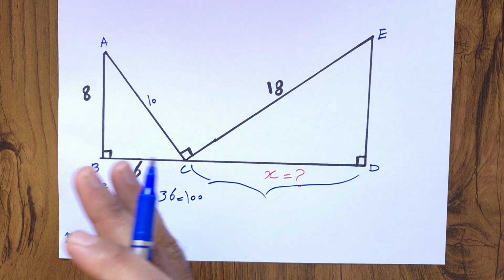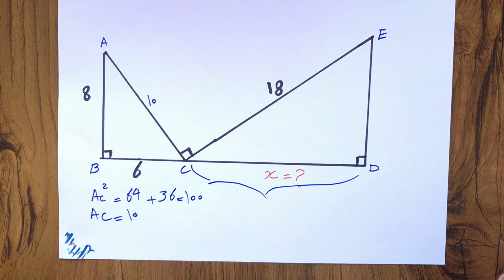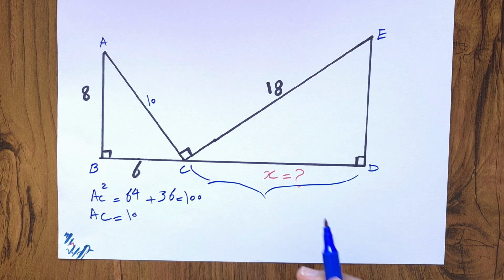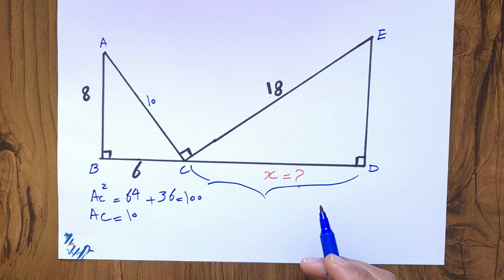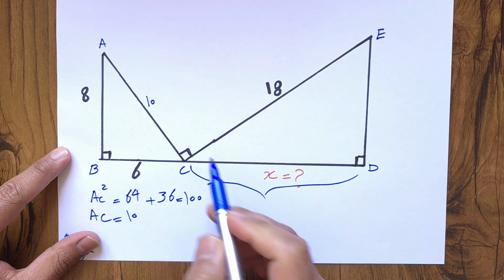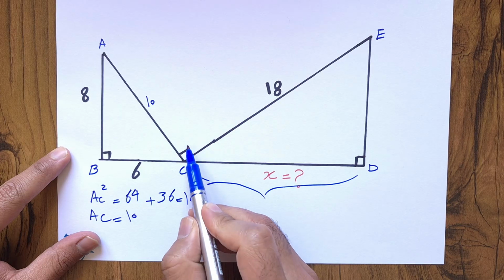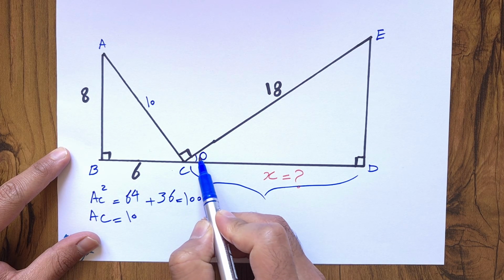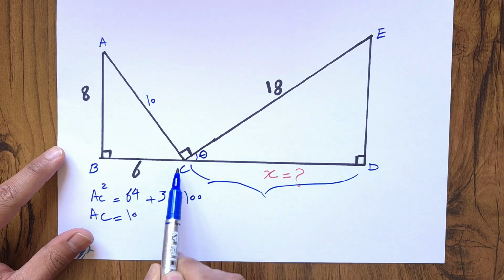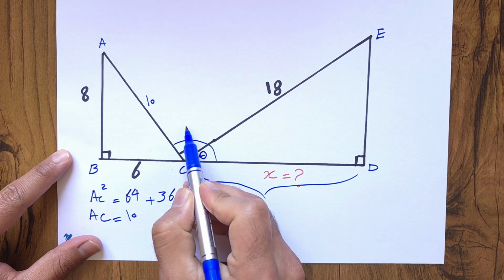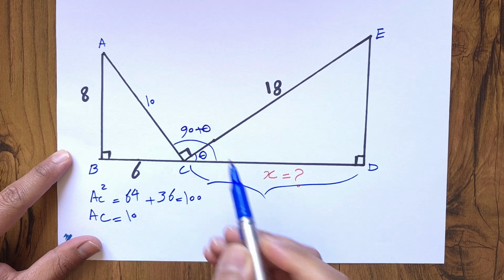Now that we found this part, we can go with the next part and solve all the way through the next step. So let's work on the exterior angle here. This angle is obviously 90 degrees. If we name this angle theta, right? So this exterior angle, this whole thing, is 90 degrees plus theta.